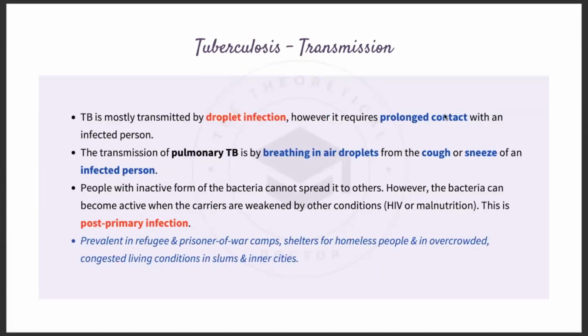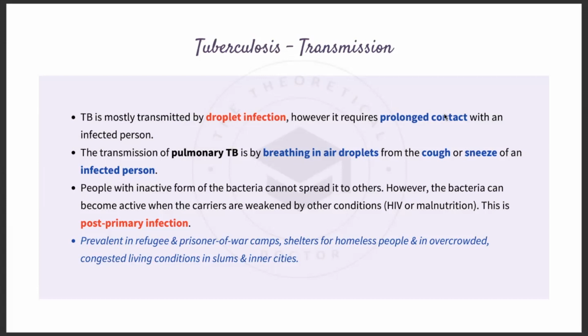Here is the post-primary infection. Post meaning after the primary infection. Sometimes we may be infected, but the bacteria is inactive in our body, so we do not present with the symptoms or signs. It will lie dormant for many years, and it only shows up when there are immunosuppressive conditions like HIV, or maybe malnutrition, or maybe after an organ transplant, or cancer.